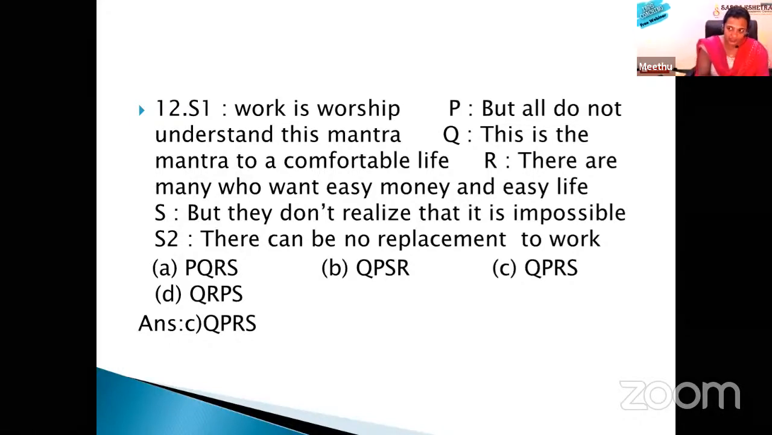Before that, there should be some kind of argument we need to contradict. But all do not understand this mantra. And then moving on, there are many who want easy money and easy life. Again, but they don't realize that it is impossible.